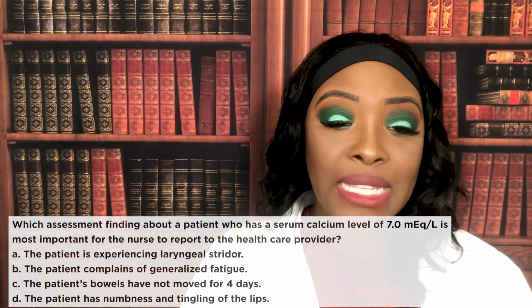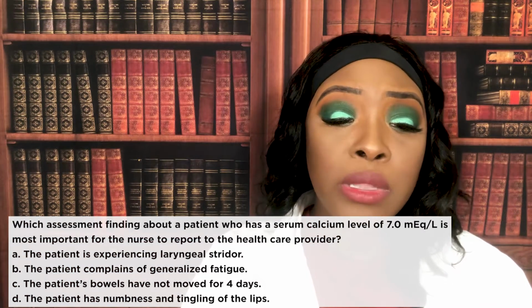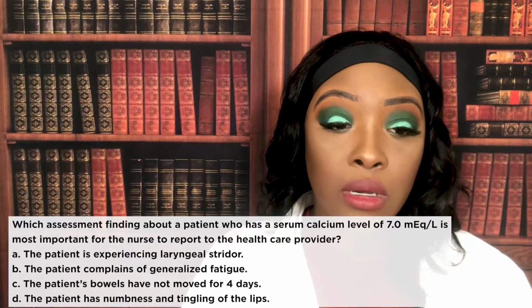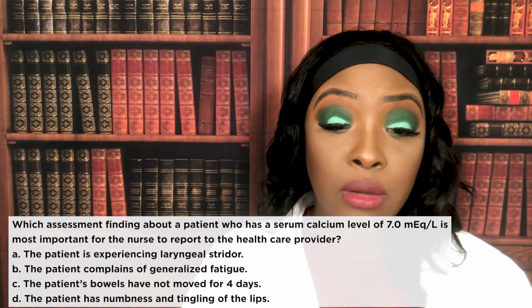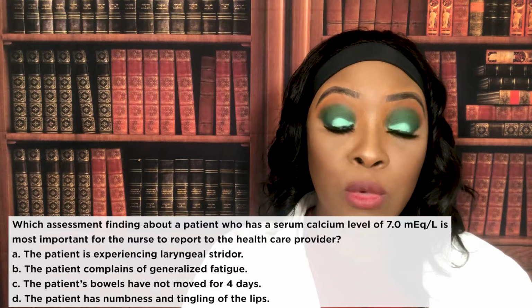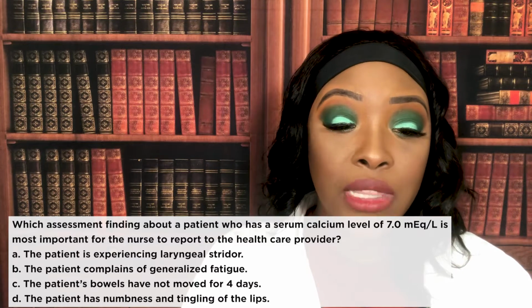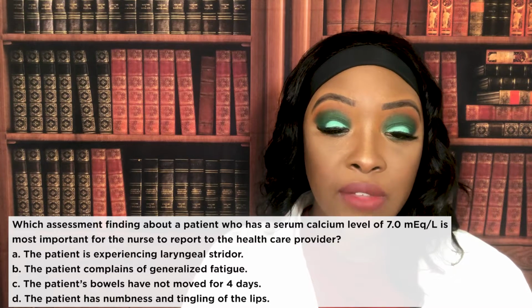Which assessment finding about a patient who has a serum calcium level of 7 is most important for the nurse to report to the doctor? A, the patient is experiencing a laryngeal stridor. B, the patient complains of generalized fatigue. C, the patient's bowels have not moved for 4 days. Or D, the patient has numbness and tingling around the lips. And I'll give you a moment to think of your answer.